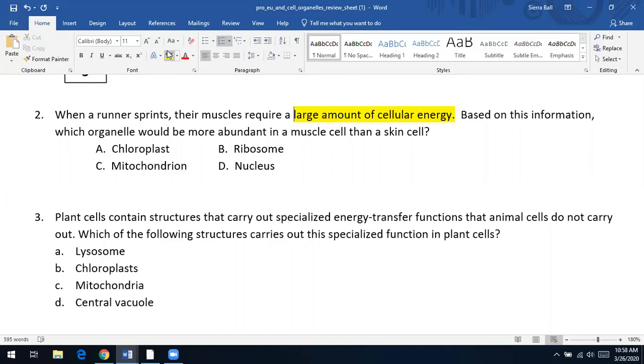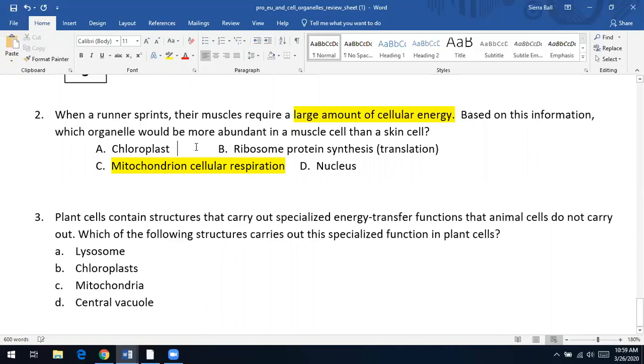Which one of these organelles is responsible for giving me cellular energy? Mitochondria. Good job. What's the name of the process that happens in the mitochondria? Cellular respiration. What process happens on the ribosome? What do the ribosomes make for the cell? Protein. Protein synthesis. Specifically, the process is translation. Remember when you got to use the codon chart? That's happening here on the ribosome. What process happens on the chloroplast? Photosynthesis. And what's in the nucleus? DNA.